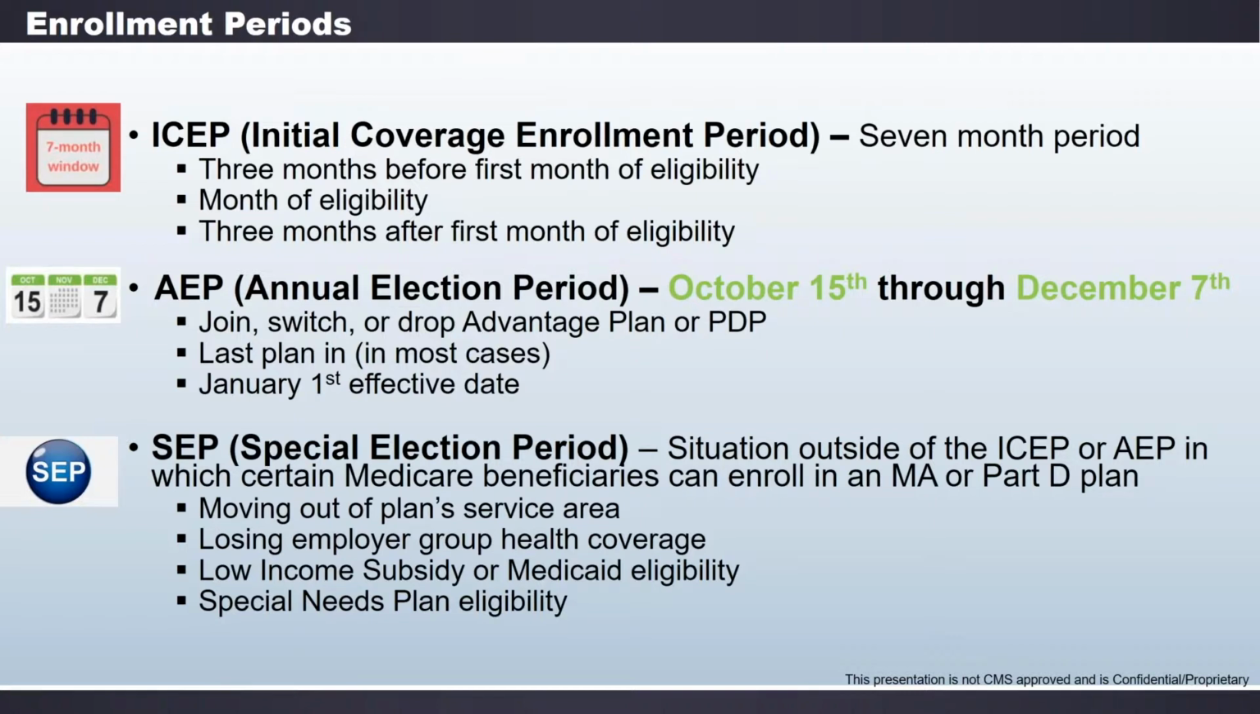So then we have the special election periods. These are the situations outside of the ICEP or the AEP in which certain Medicare beneficiaries can enroll in a Medicare Advantage or a Part D plan, such as persons moving out of the plan service area, losing employer group health coverage, low-income subsidies or Medicaid eligibility, whether they're new to obtaining it or they've lost it. And then, of course, special needs plan eligibility.